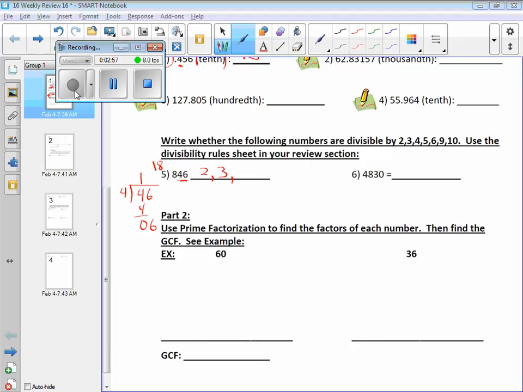The rule for 5 is pretty easy: if it ends in a 5 or a 0, which it does not, so we're not going to put 5 down. The rule for 6 is very simple. If it works for 2 and it works for 3, it will work for 6. So since I have 2 and 3 already listed, I know automatically 6 will work, and I'm going to list it.